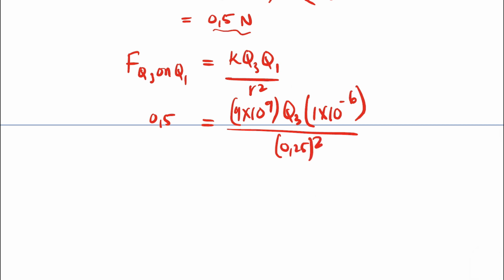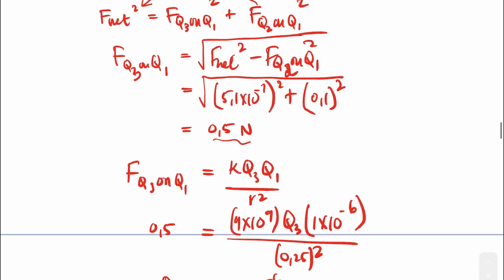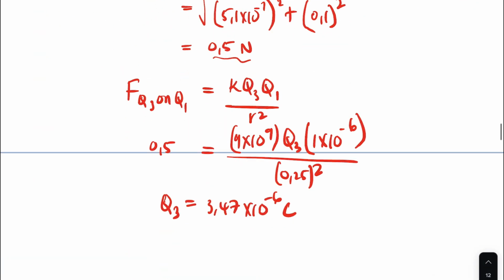So if you do the math there and you cross multiply, your Q3 will be 3.47 times 10 to the power negative 6 coulomb. I hope that makes sense, guys. I hope it really makes sense.